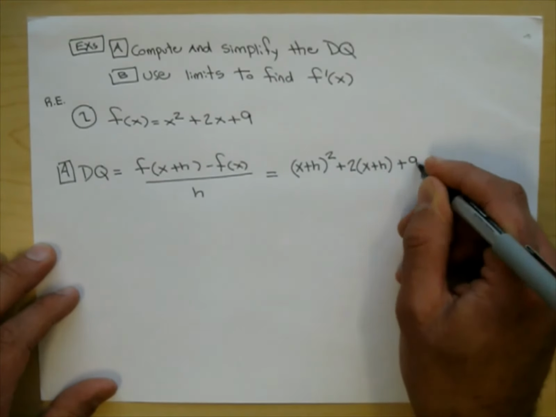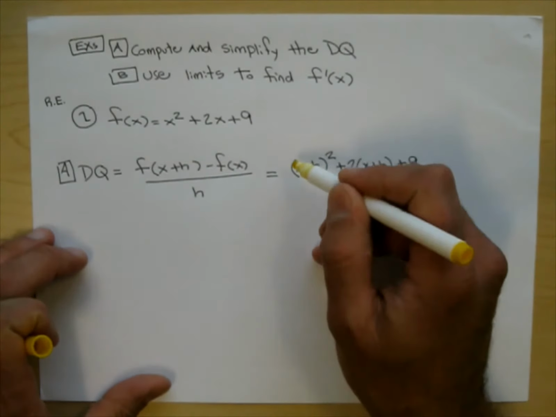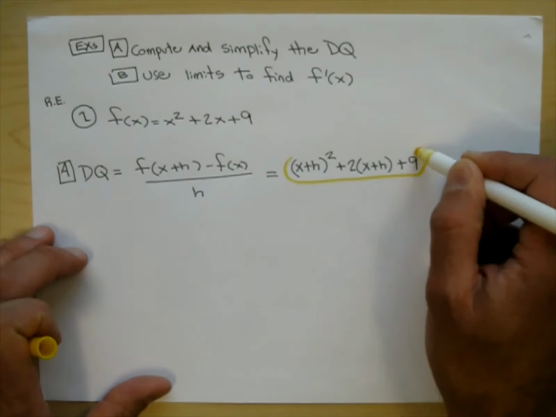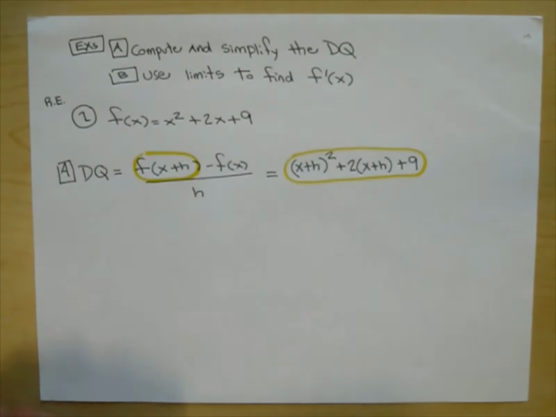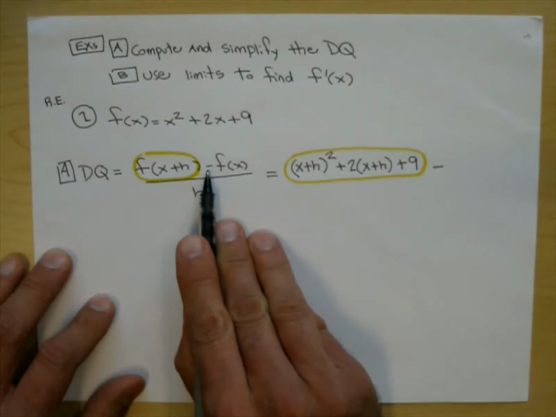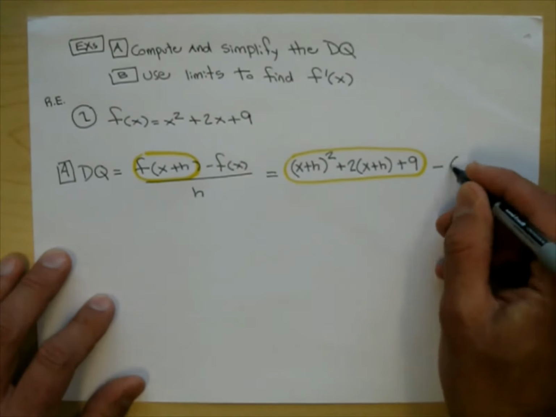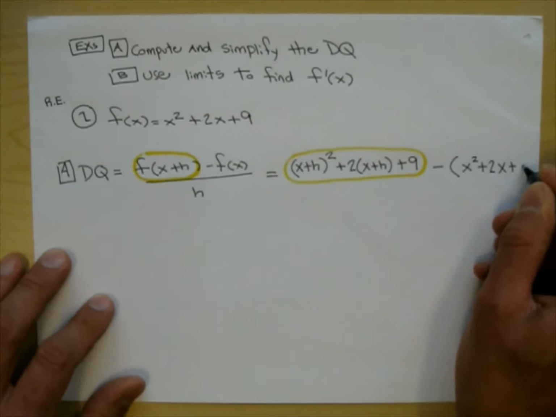plus 9. Now, it might be worthwhile, every problem I put up, if you were to pause the video and see if you can get the answer, and then play the video and see if our answers match. So this right here is this part. Okay, and then we have a minus sign, which is what you see right there, f of x. So here's x squared plus 2x plus 9.